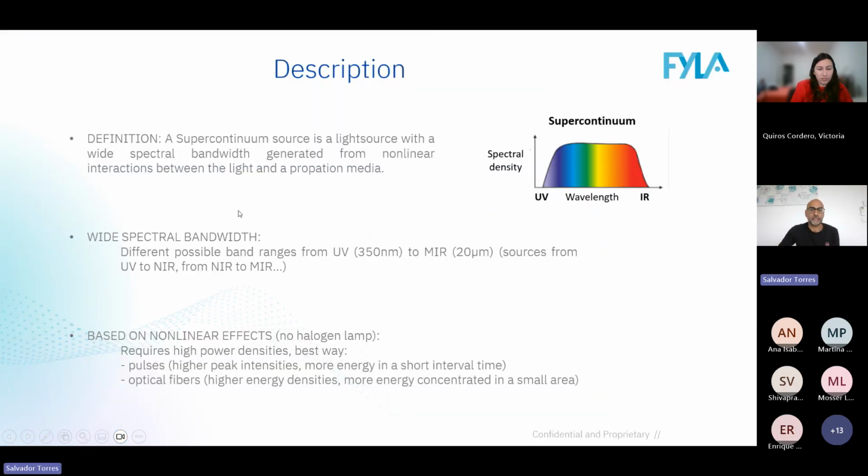To begin, and as a definition, we call a supercontinuum light source a light source that has an extremely broad spectrum, which can range from ultraviolet to infrared. The other characteristic that a supercontinuum has is that the generation of this broad spectrum is achieved through nonlinear interactions of light with a propagation medium. Otherwise, halogen lamps would also be considered a supercontinuum source, but that is not the case.